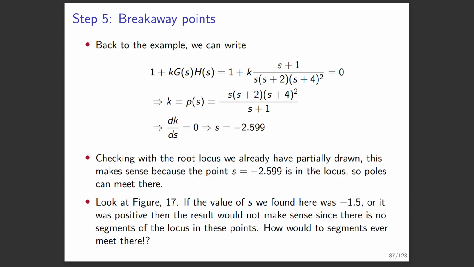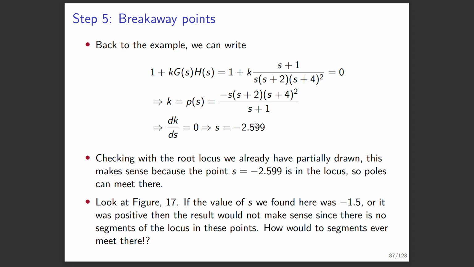So for our example here, 1 plus gh is this. I find k by moving 1 to the other side and flipping this. So I have -s times s plus 2 times s plus 4 squared, divided by s plus 1. Take the derivative, put it equal to 0. I get s equals -2.599. So -2.599 is actually the breakaway point.